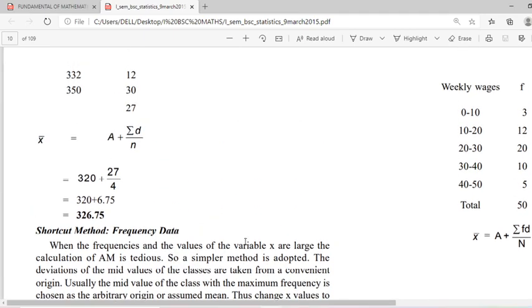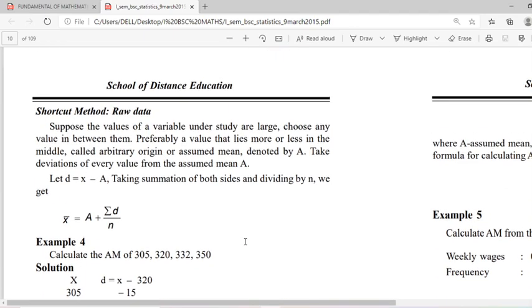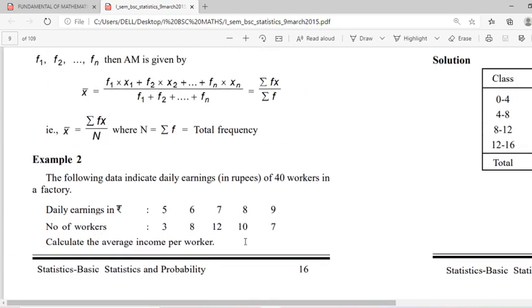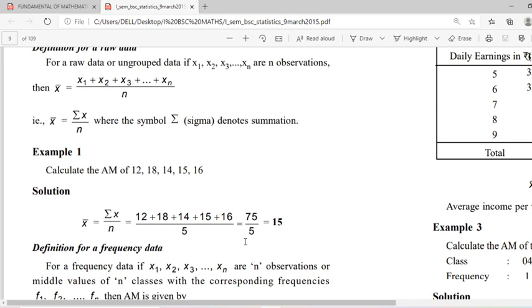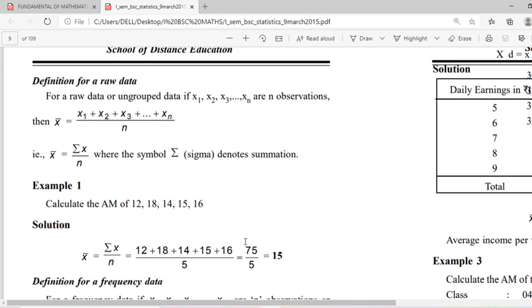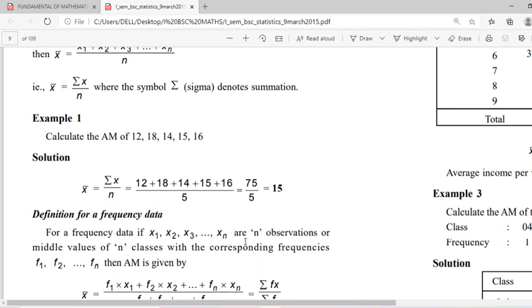And another example. Let us consider all the examples because we have already discussed the arithmetic mean for frequency distributions, for simple data, and the weighted arithmetic mean. In this example, it's a very simple example. Simple arithmetic mean: 12, 18, 14, 15 and 16 are added and divided by the number, that is 15.